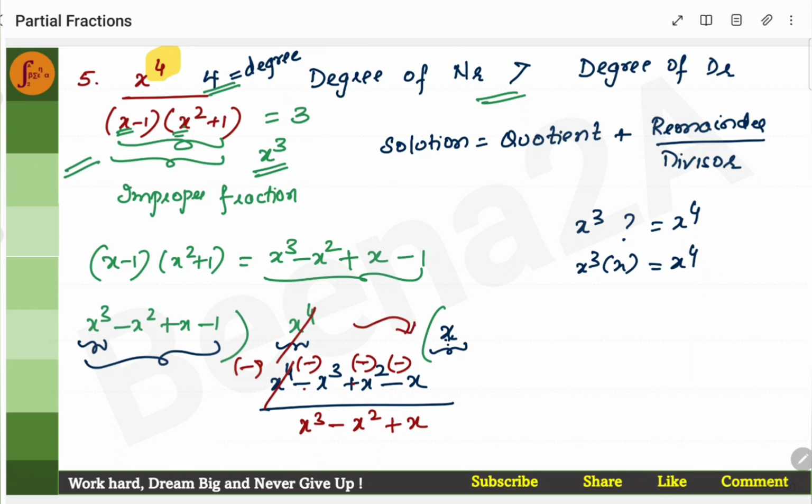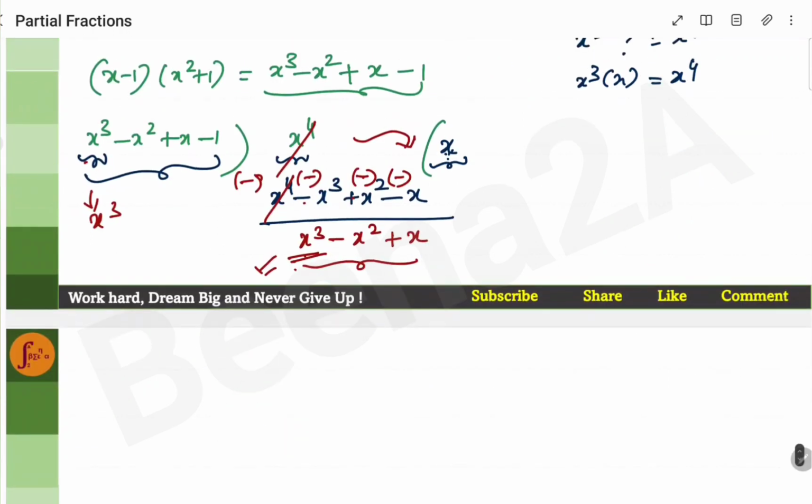But at the same time, we always have to notice that this first term should be lesser than the first term here in the divisor. Here we have x cube, and here also we have x cube. It's equal. It is not less, right? We can only stop when it is less, that is, when the remainder is lesser than the divisor. But here the first term is the same, x cube and x cube. So we'll have to continue the division.